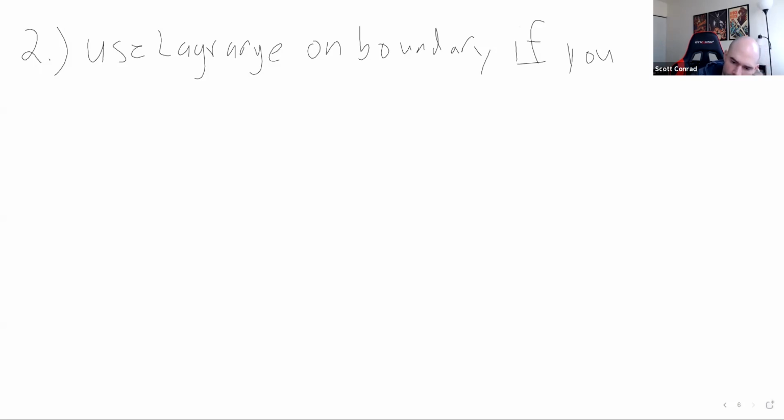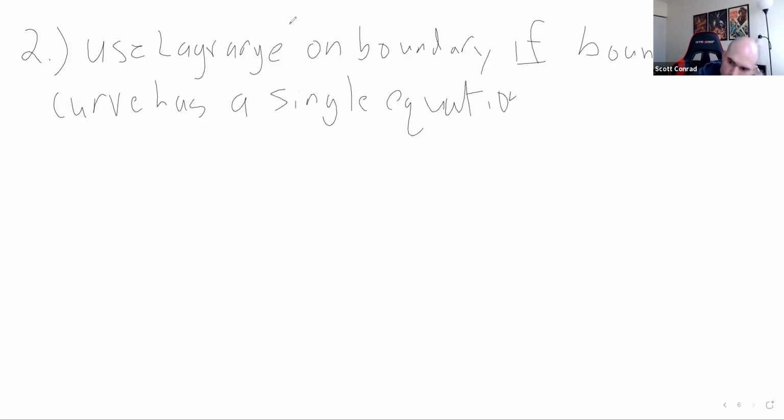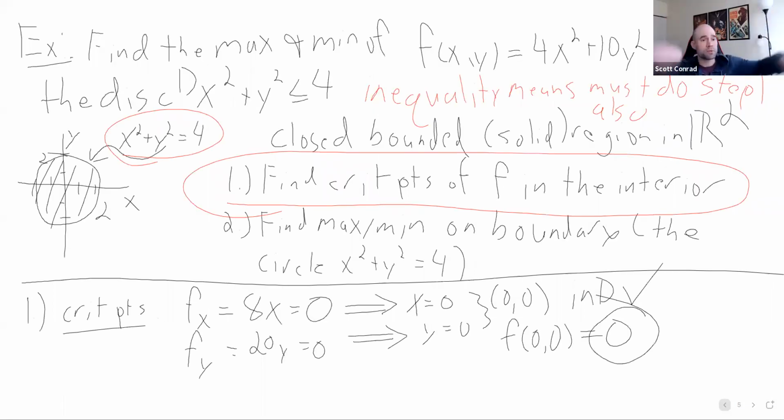Let me say it this way. If the boundary curve has a single equation. So in this case, our boundary curve is the circle x squared plus y squared equals 4. That equation, x squared plus y squared equals 4, is the equation for the entire boundary curve. Because that's the case, we can just use Lagrange, and it'll actually be easier than breaking it up into two pieces and doing the process we did before.